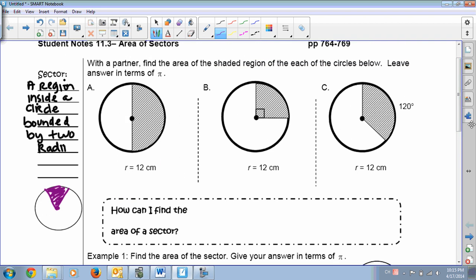Okay, so let's look at this top section here. We're not going to do a partner activity right now. We're going to do it all together. Find the area of the shaded region of each of the circles below. Leave the answer in terms of pi.